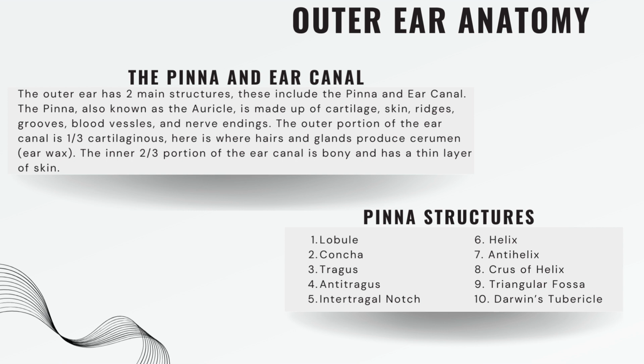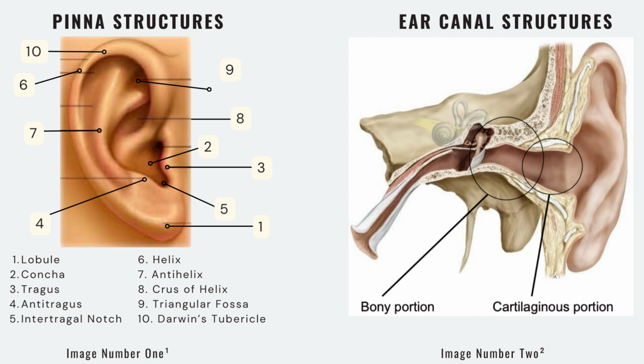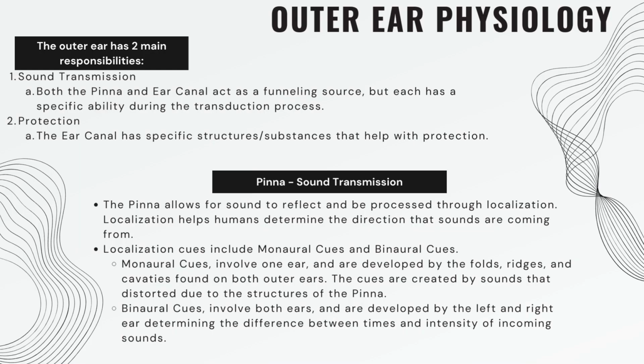The pinna has 10 landmarks that make up the grooves and ridges on the structure. The outer one-third of the ear canal is made of cartilage consisting of hairs and glands. The inner two-thirds is bony and has a thin layer of skin. The two structures are responsible for funneling in sound as well as having unique functions of their own to help us process the direction and loudness of different sounds.